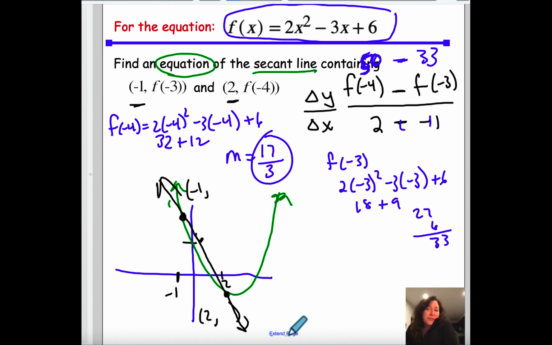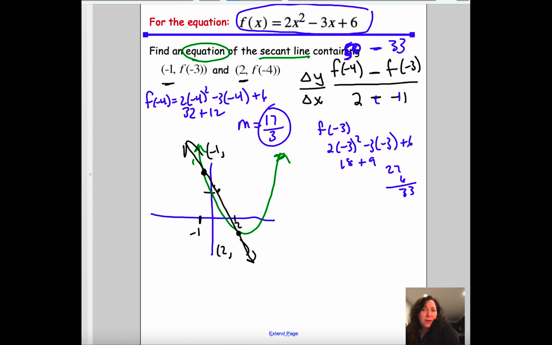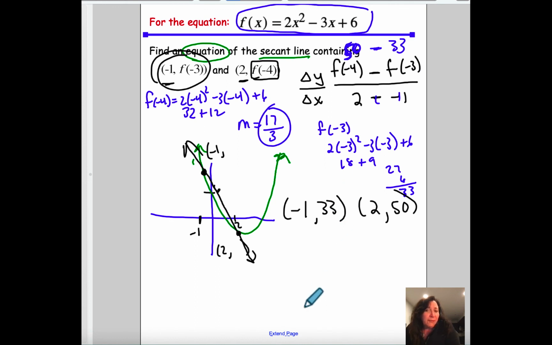All right, so once I have my slope, it's pretty easy to find my equation because I have both points, right? When I plugged in -4, that was right here. Do you see that? That was the point 2 comma 50. The other point on this side was -1 comma, and when I plugged in -3, I got 33. So you have the option of using the left side or the right side. If I use the left side, you remember point slope form? Because I have the slope and I got a point.